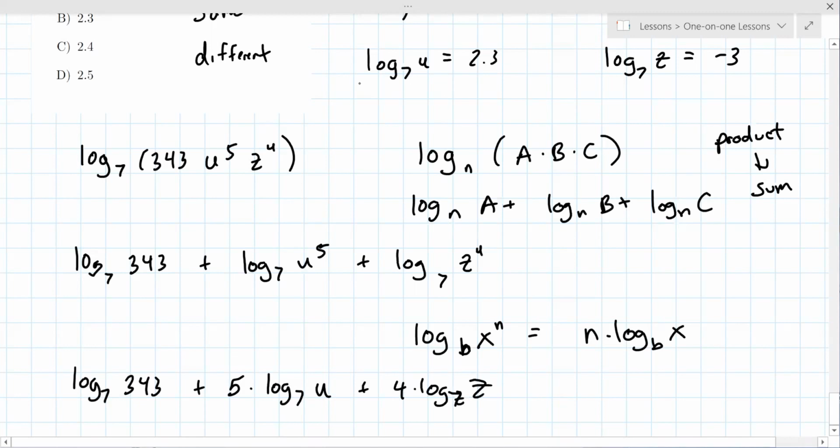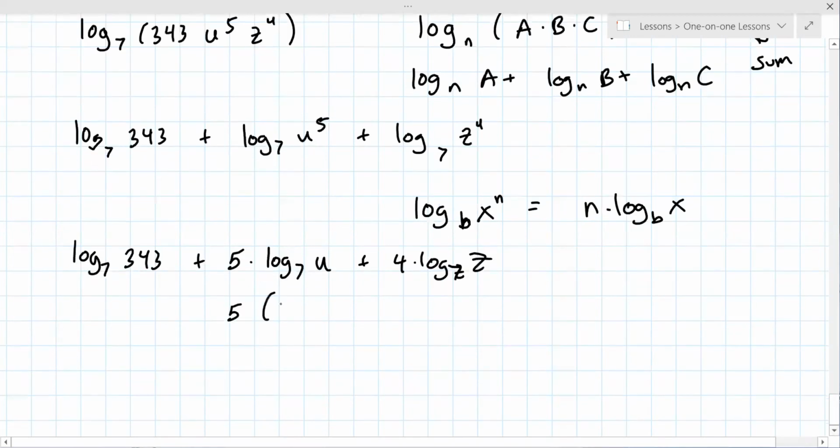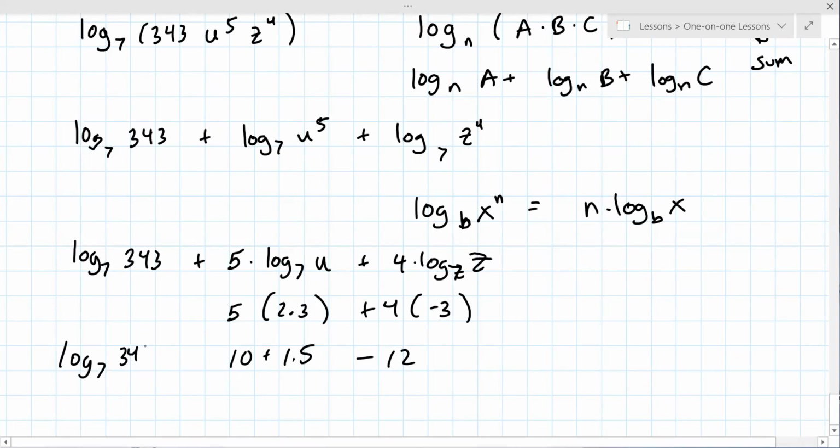Now here's where that given information comes in handy. Log base 7 of u is 2.3. You can just plug the numbers in: 5 times 2.3, and this is 4 times -3. So on the left here, okay, maybe you don't like that, but it's 5 times 2 is 10 plus 0.3, that's 1.5, minus 12 here. We still have this log base 7 of 343 to deal with.